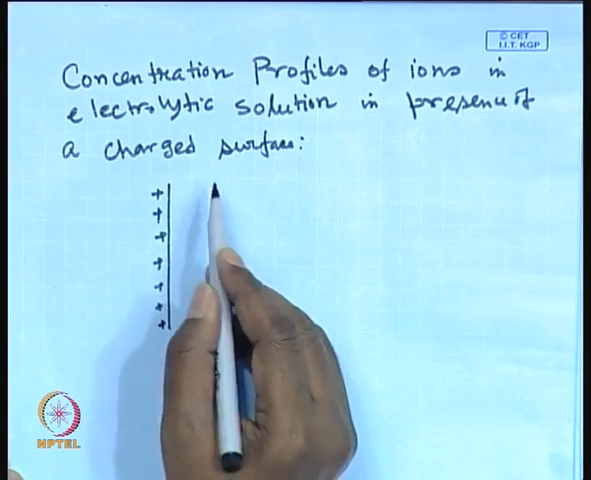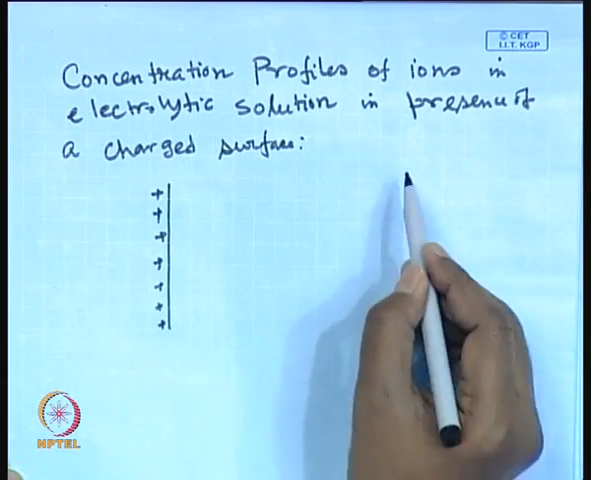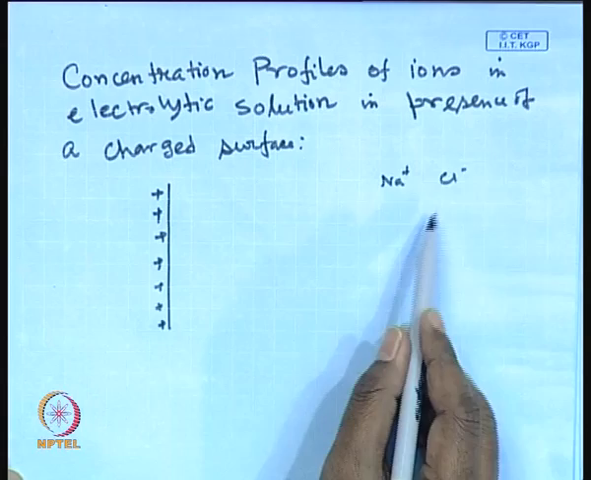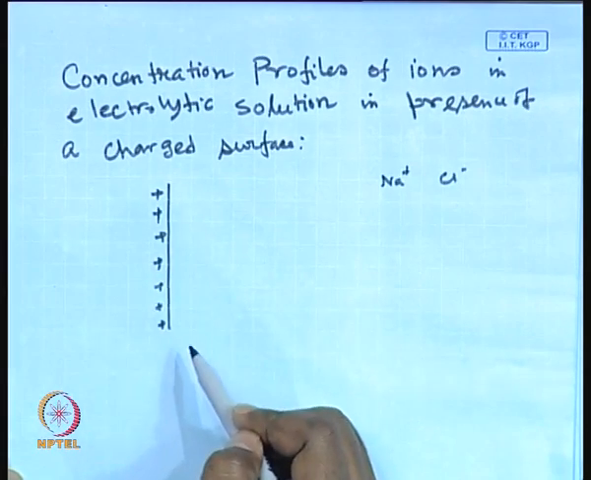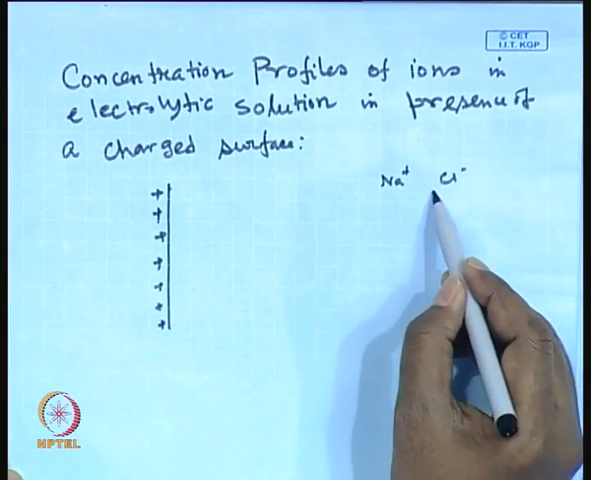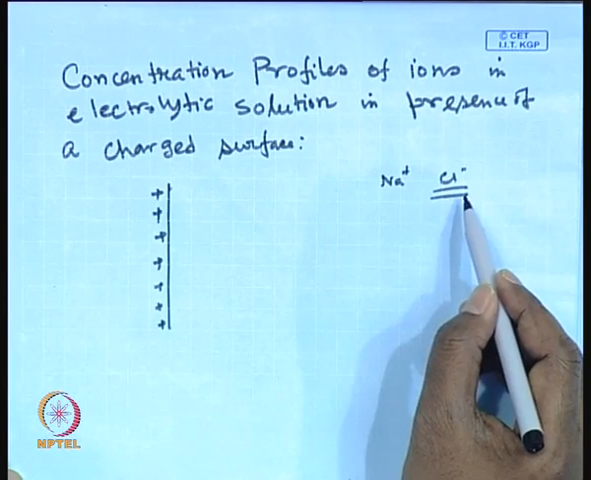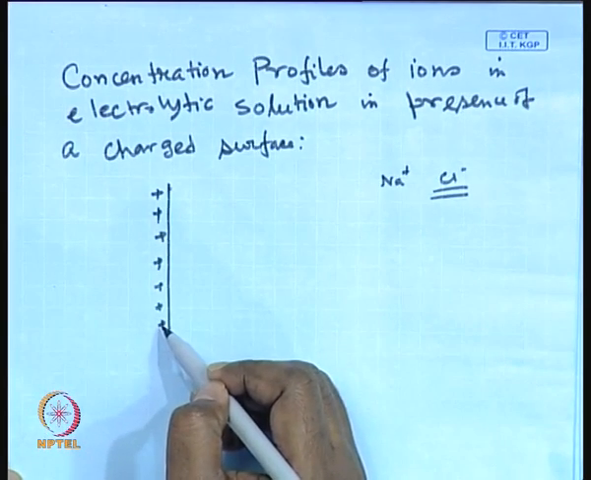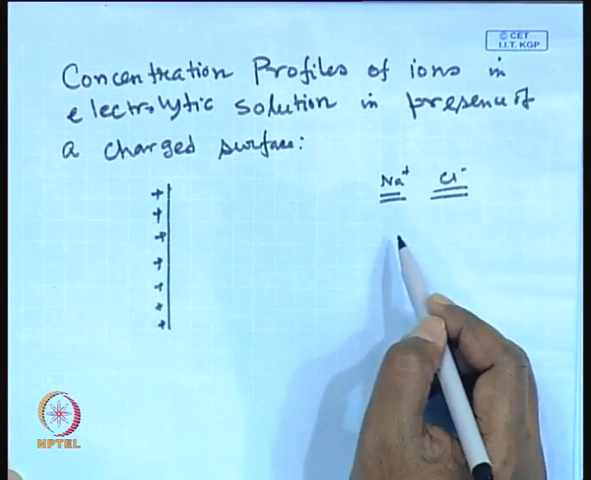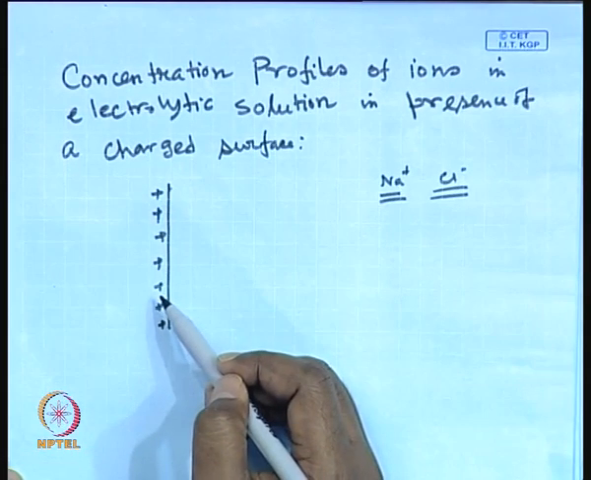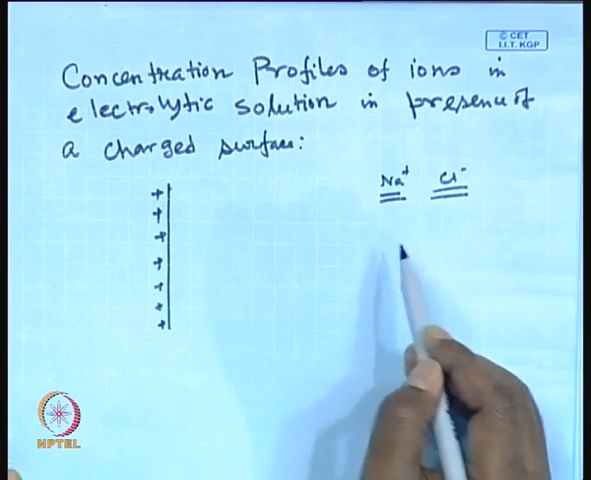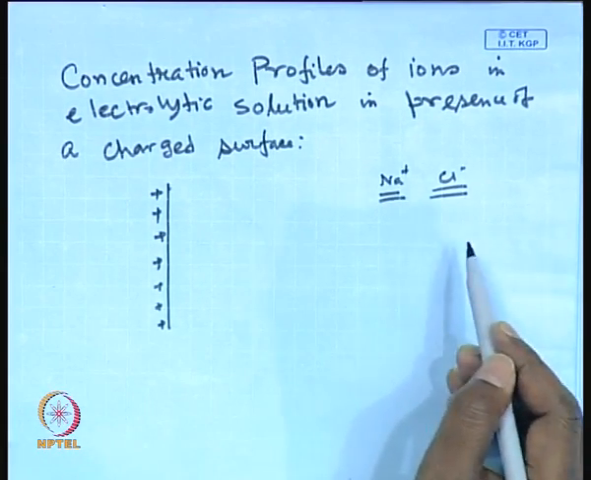So, in the electrolytic solution, let us say NaCl, you will have plenty of Na plus and Cl minus ions there, and the negatively charged ions will accumulate over this surface. If the surface is positively charged, these negatively charged ions are called counter ions, and positively charged ions are called co-ions. On the other hand, if this surface is negatively charged, the negatively charged ions will be co-ions and positively charged ions will be counter ions. So, opposite charges are counter ions and similar charges are co-ions.